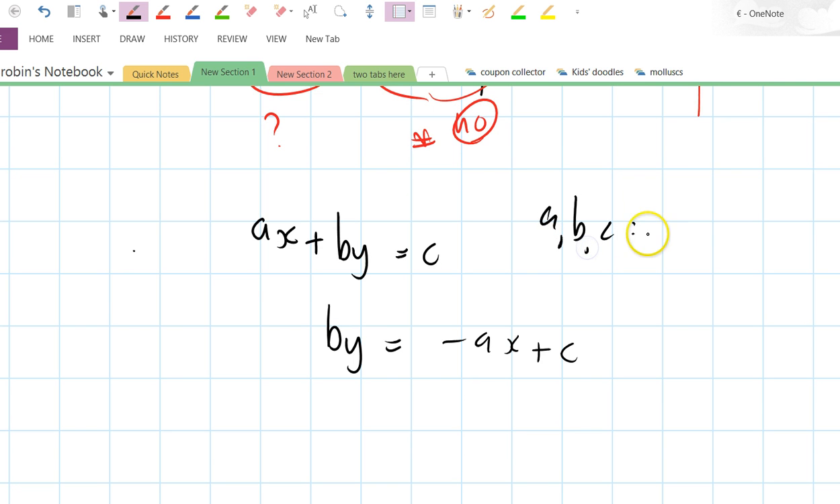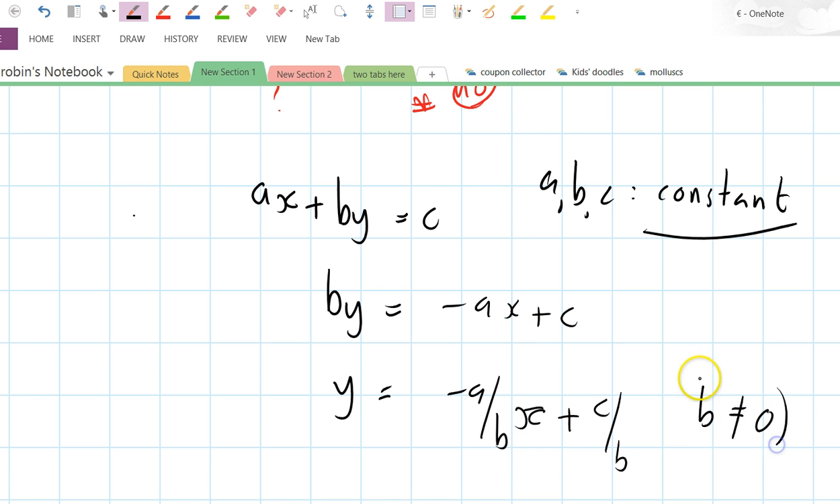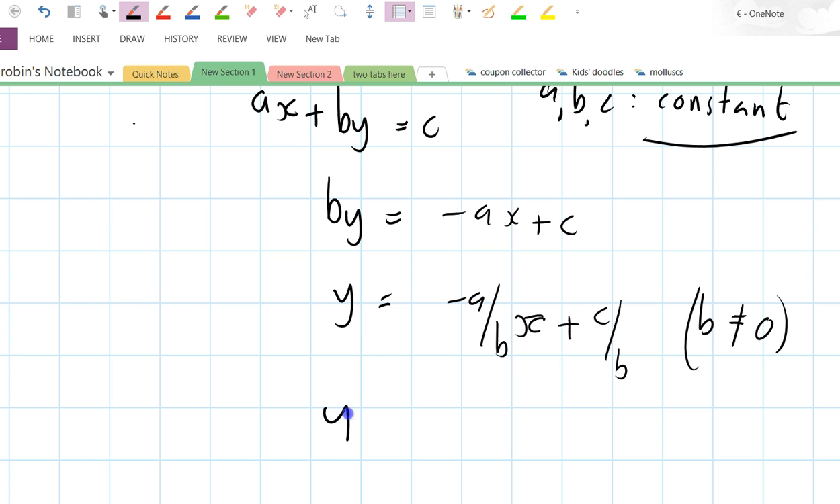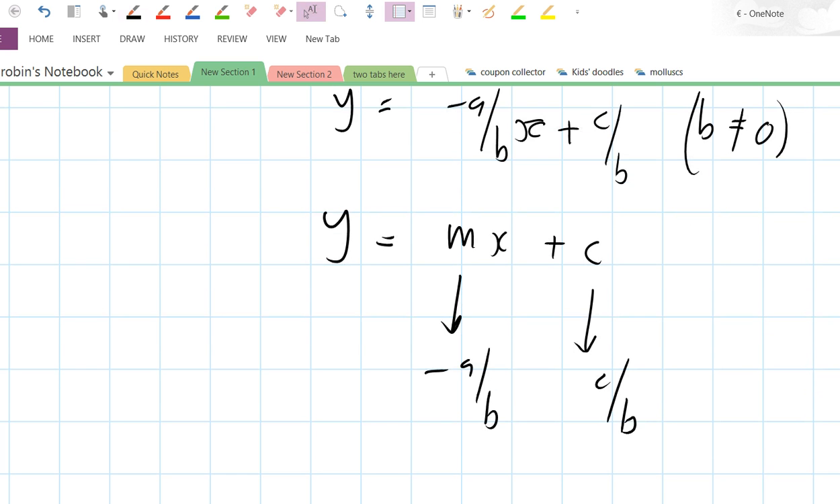A, b and c are just constants. They might be positive or negative, but they're constant. They don't change. So y equals minus a over b x plus c over b, provided b is not equal to 0. Okay, so comparing it with the previous standard, mx plus c, we see that the slope is just minus a over b, because that's the thing that we multiply x by here, and c is what's called, confusingly enough, c over b in the new notation.